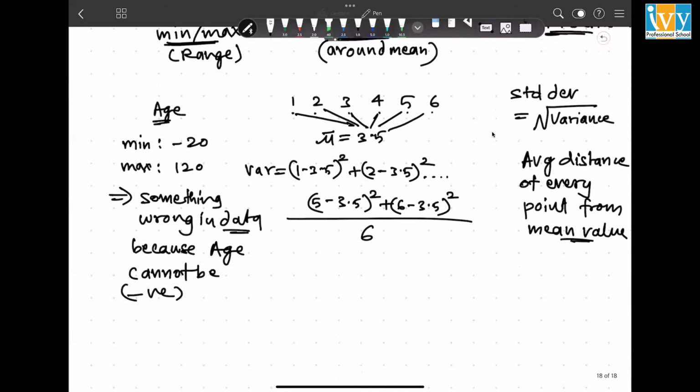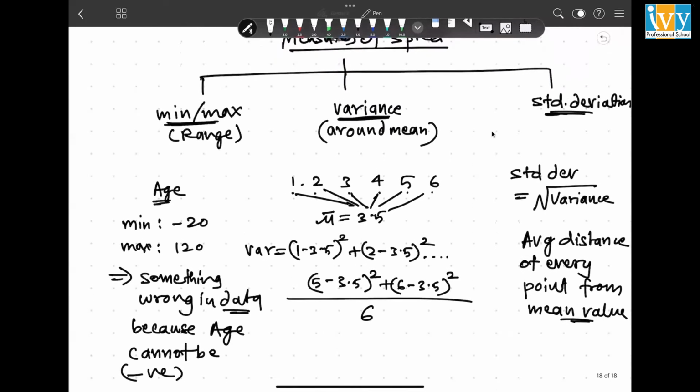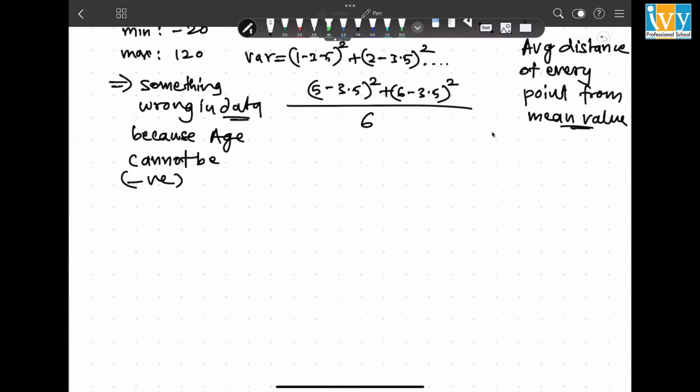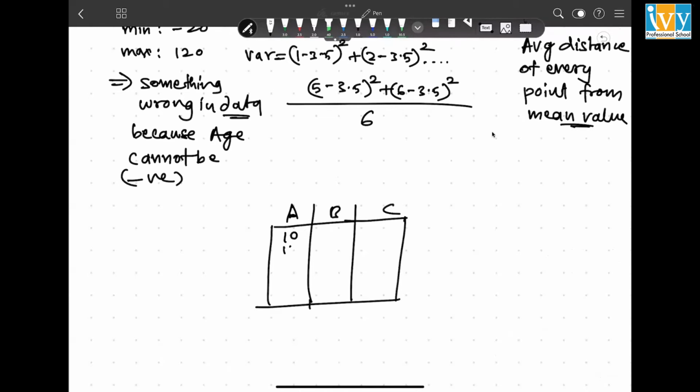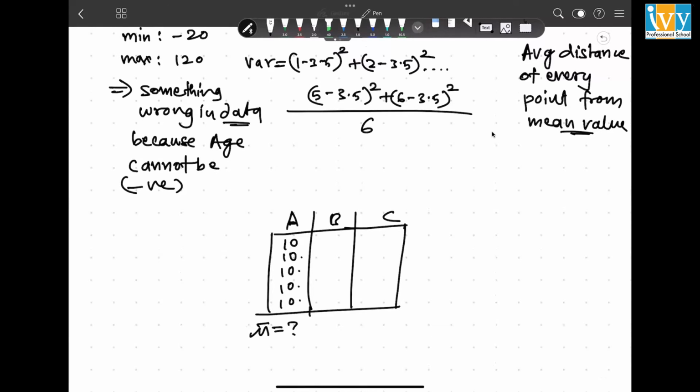Why would I want to measure this? Average distance, what is it giving me? It is telling me how close the data points are or how far away the data points are. For instance, take scenario A. In column A, the values are like this. Everything is 10. 10 plus 10 plus 10 plus 10 plus 10 is 50, divided by 5 will be 10. So the average is 10.